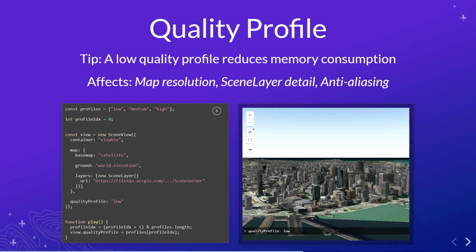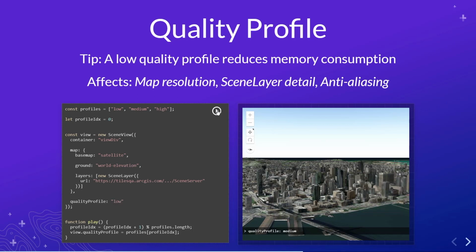So in this snippet on the left, I define these three profiles, low, medium, high, as they are required by the API to be set. We have our scene view. Initially, we load it with a low quality profile. And then if I hit the play button, I will just toggle through these profiles. So currently we're low. If I push the button, we go to medium.